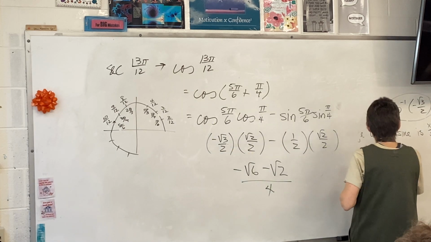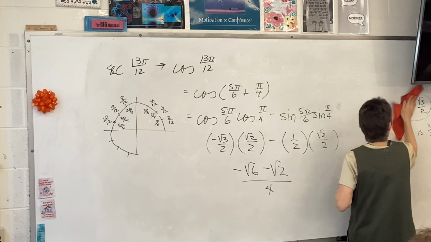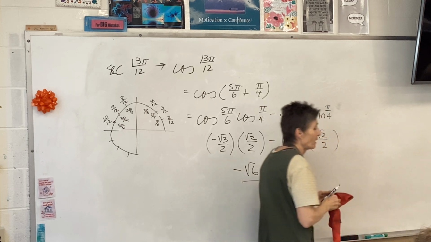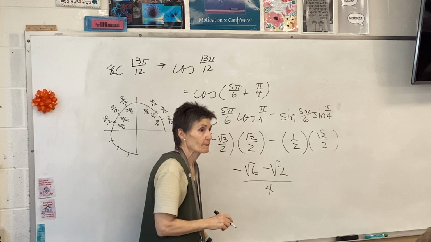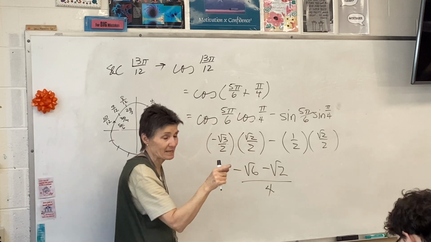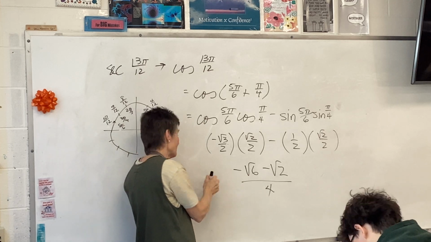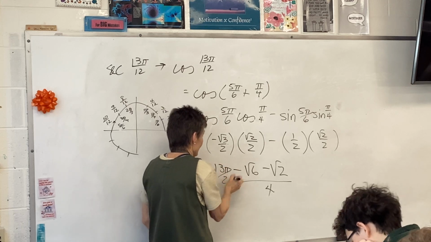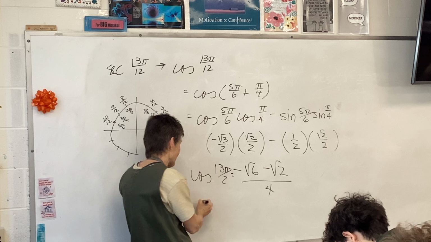Okay? You'll get that same answer no matter what combination you use to get 13 pi over 12. But how did you just get rid of the secant from the beginning? Oh, I'm not done yet. This is the cosine. So, yeah, I can't just forget that my original problem was a secant.